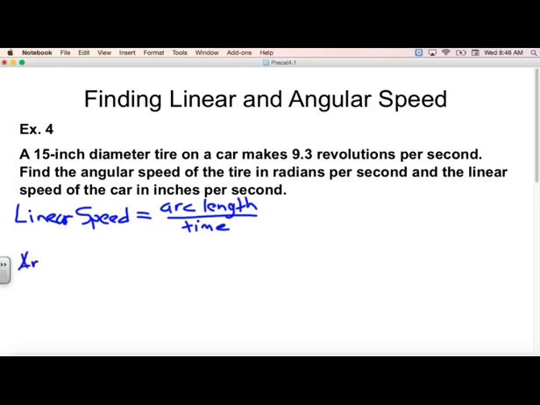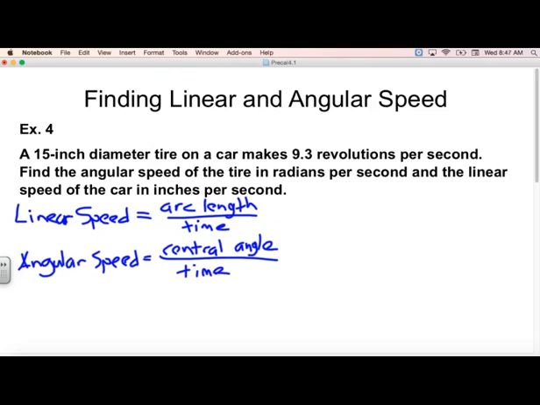And then angular speed, it's kind of what it sounds like. It's the central angle over time. Of course, that central angle is in radians. Okay, so let's use this problem right here to figure out what our linear speed and angular speed are.